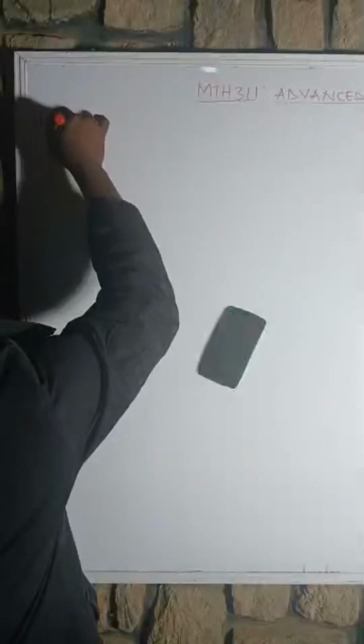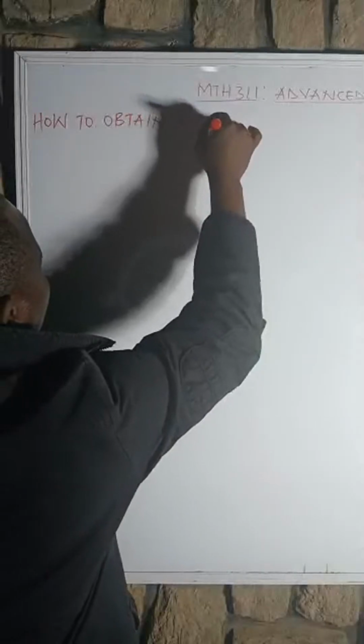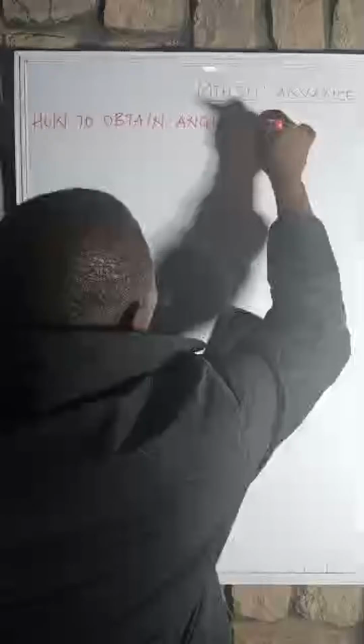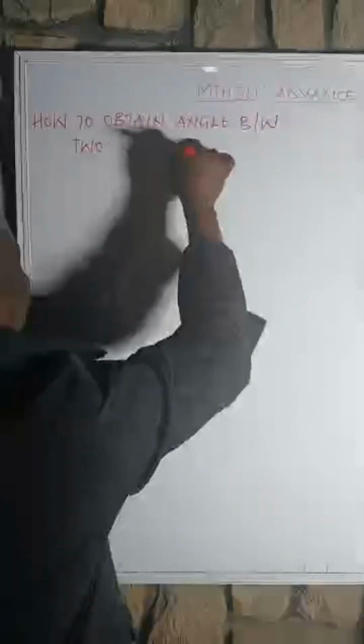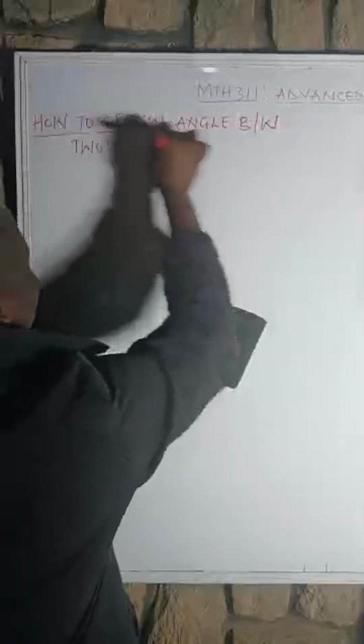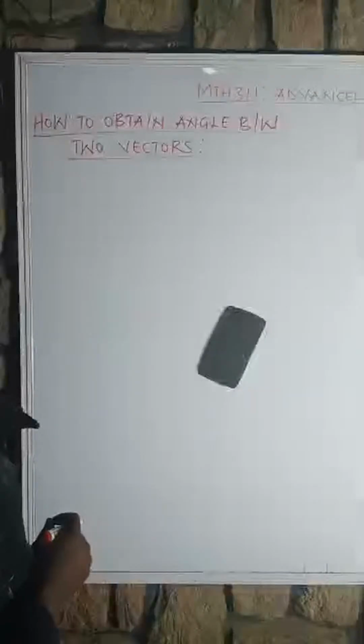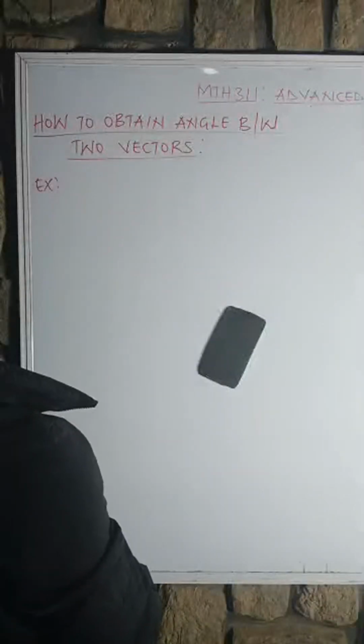How to obtain the angle between two vectors. Okay, so how can we obtain the angle between two vectors?